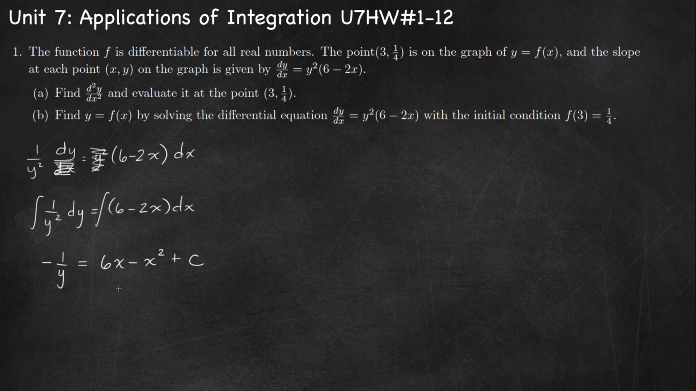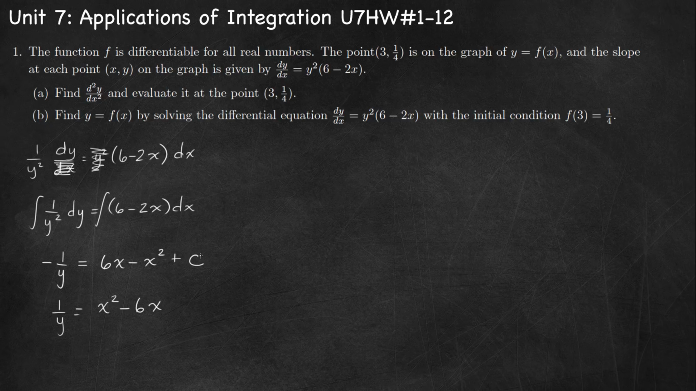This is my general solution. Now, if I want to solve for y, I have a couple options. I think the easiest is going to be, so we could cross multiply, that's a possibility, but I think the easiest thing is going to be to multiply both sides by -1 and then take the reciprocal of both sides. So let me go ahead and do it in 2 steps. First, I'm multiplying both sides by -1. So I have 1 over y equals, my 6x is going to become negative, my x squared is going to become positive. So I have x squared minus 6x.